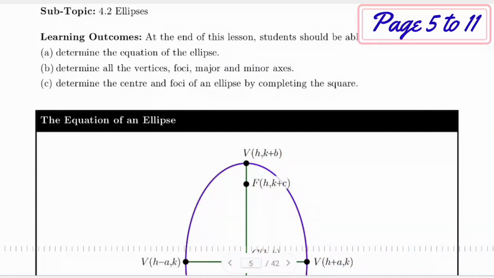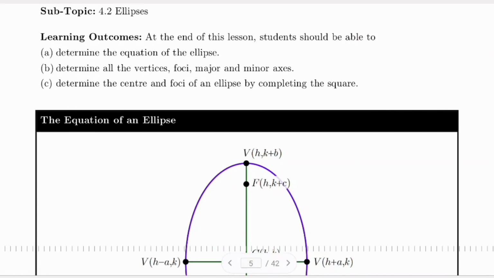In our second lecture, we're going to learn about the ellipse. In this lesson, you're going to determine the equation of the ellipse, determine all the vertices, foci, major and minor axes, and also determine the center and foci of an ellipse by using completing the square.